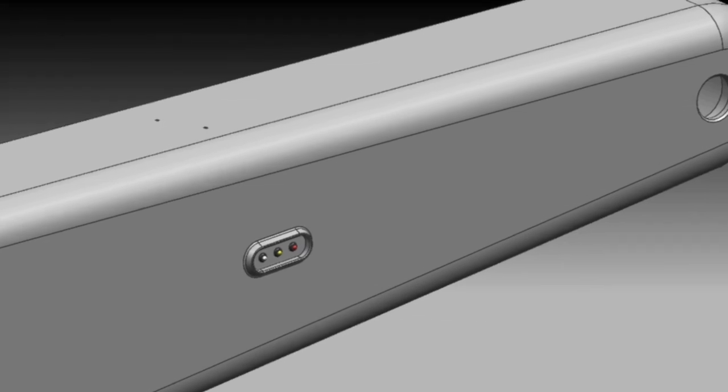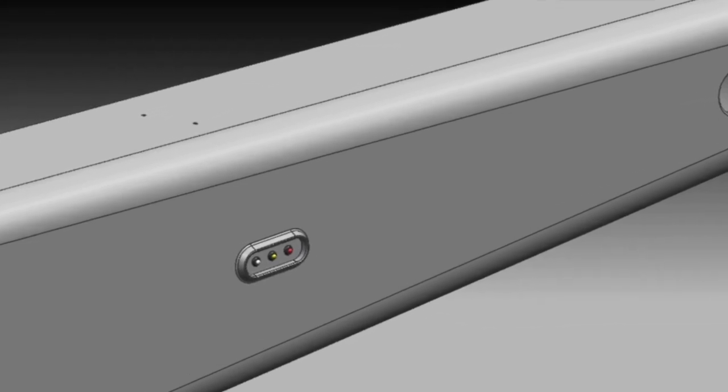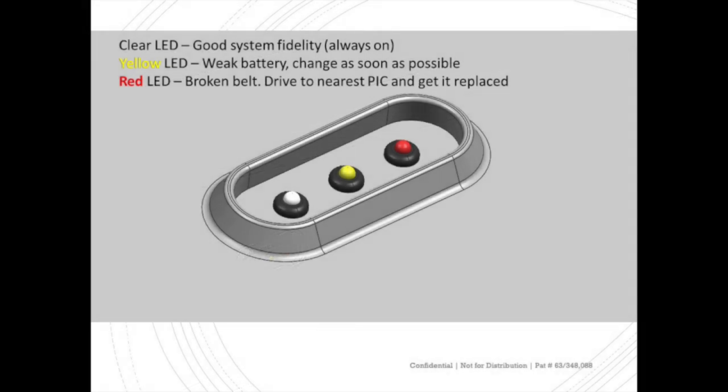This is the belt guard, the belt presence sensor shown. Here a close-up view of the belt presence sensor. When the clear LED is illuminated, the system is working as intended. When the yellow LED is illuminated, the system's battery is weak and needs to be changed as soon as possible. When the red LED is illuminated, the belt is broken and must be replaced as soon as possible.